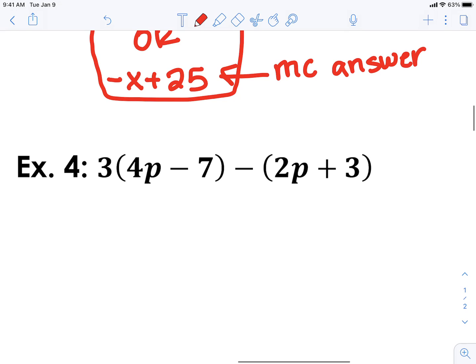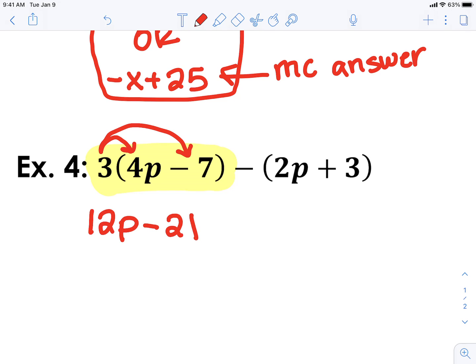Okay, with example 4, I suggest you break it down piece by piece. So we're going to start by looking at this first part. And we're going to distribute 3 times 4p. That gives me 12p. 3 times a negative 7 gives me a negative 21. That's the first piece. Now we go on to our second piece.